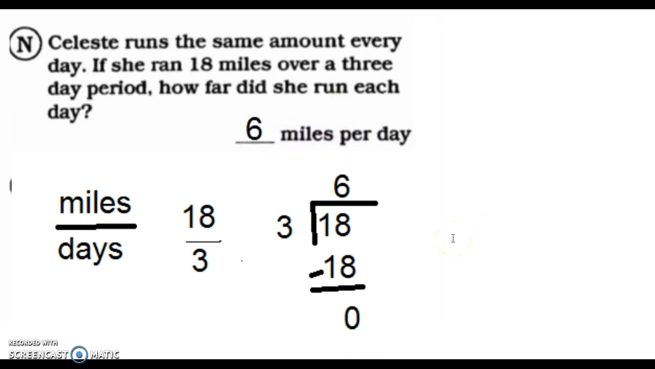I don't mind if you use a calculator, but make sure you're showing your work. So even if you're using a calculator to do this calculation, you should at least have miles over days and 18 over 3. So we know how you calculated these numbers. Keep it nice and organized. If you're working on letter N, make sure N is somewhere right there so we know what letter you're working on.